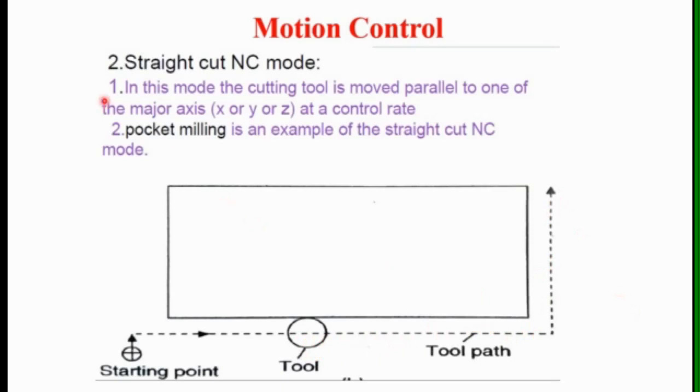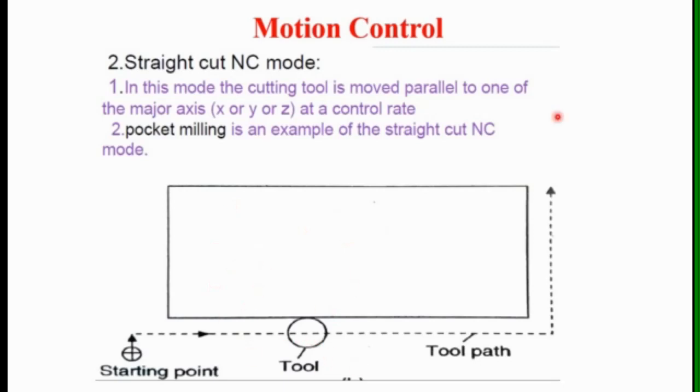Okay, we can see here in this mode the cutting tool is moved parallel to one of the major axes, either the X, Y, or Z axis, at a controlled rate. Okay, this rate should be controlled. Pocket milling is an example of this straight cut NC machine tool mode.